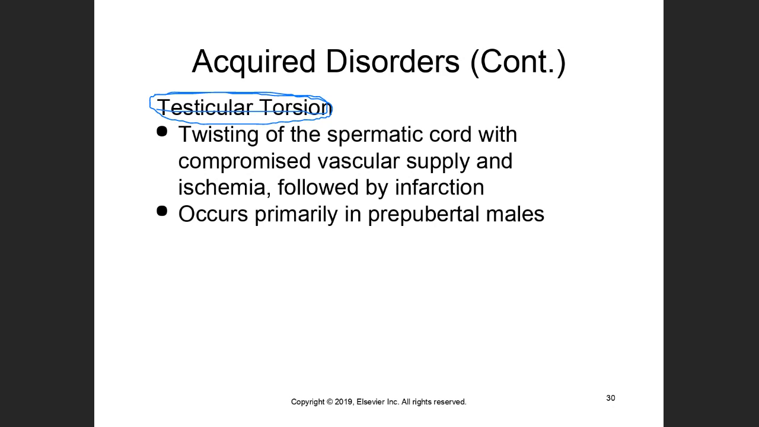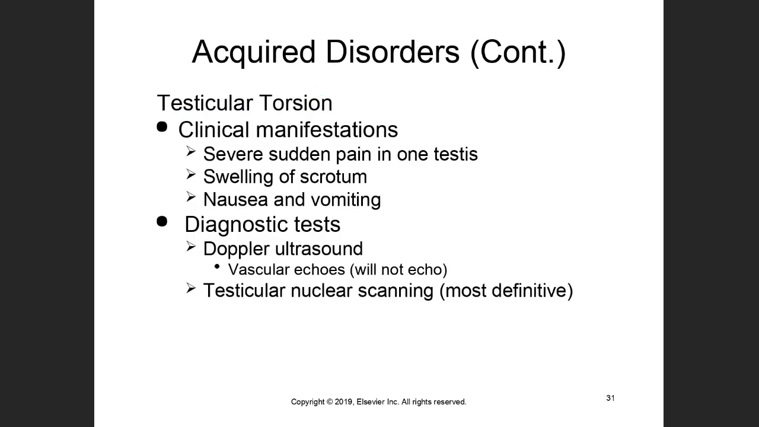So those patients that have testicular torsion, the presentation is a sudden onset of testicular pain. It's going to be sudden, sometimes after trauma. Clinical manifestation: severe sudden pain in one testis, swelling of the scrotum, nausea and vomiting.